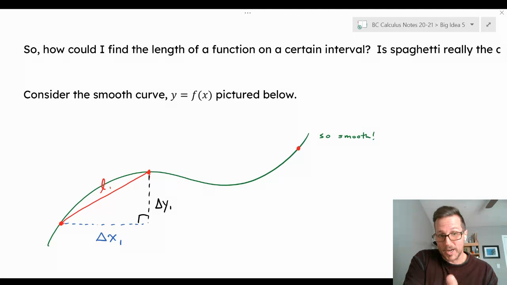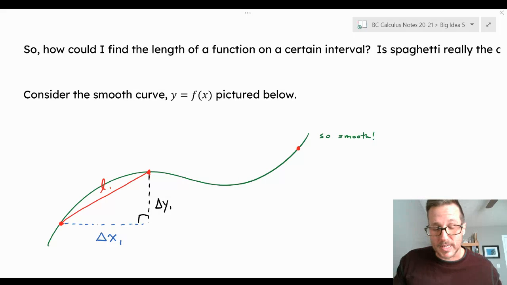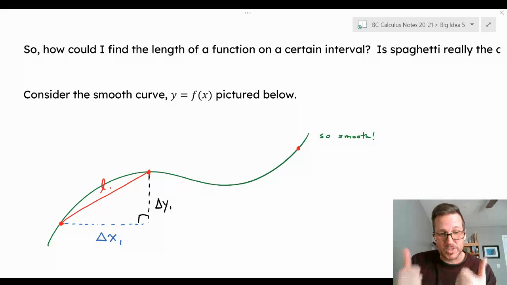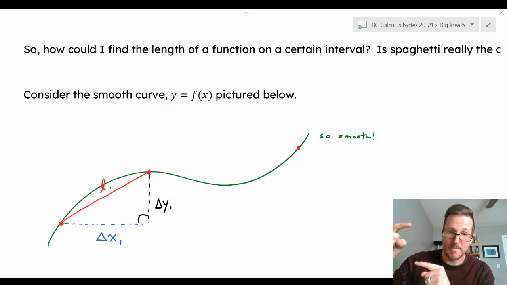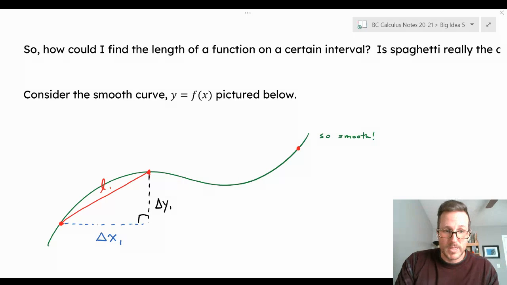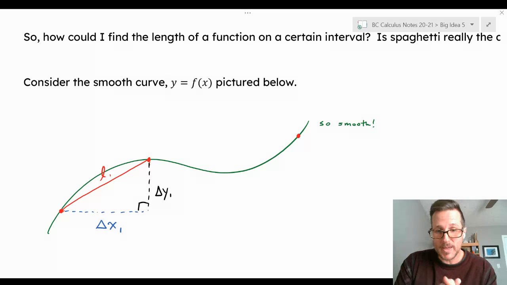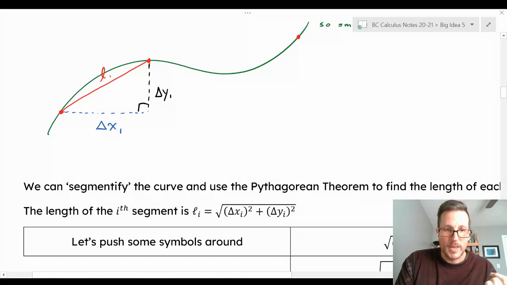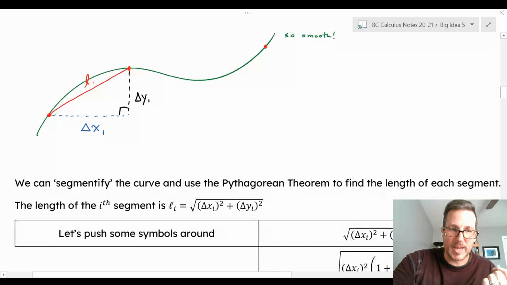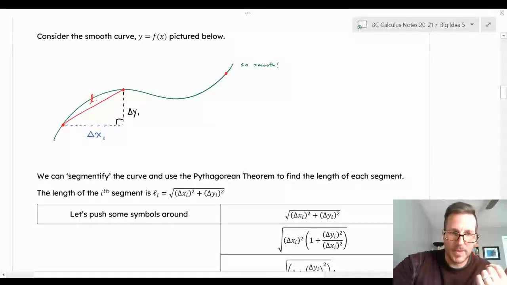Now, how would you find the length of that little segment? The little triangle here that I've drawn gives us an indication of how we're going to do it. You can think distance formula, but there really is no such thing as a distance formula. It's just the Pythagorean theorem disguised. So we have some change in x and a change in y, and we'll just Pythagorize it. So we'll say that L sub 1 squared is delta x sub 1 squared plus delta y sub 1 squared, and then square root. So here's what we get, to segmentify the curve.